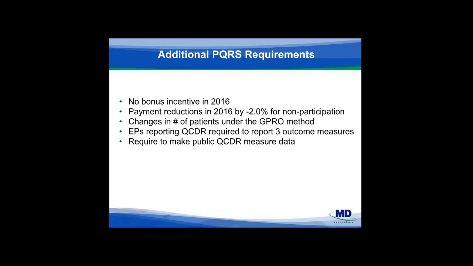Changes to the number of patients for which practices report measures under the group practice reporting web interface method are moving from 411 for groups of 100 or more eligible professionals, and from 218 for group practices of 25 to 99.